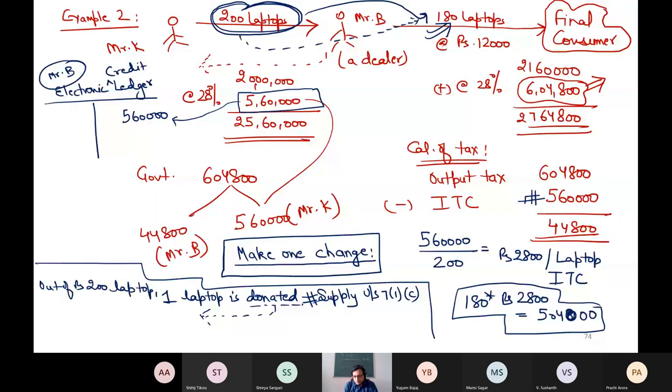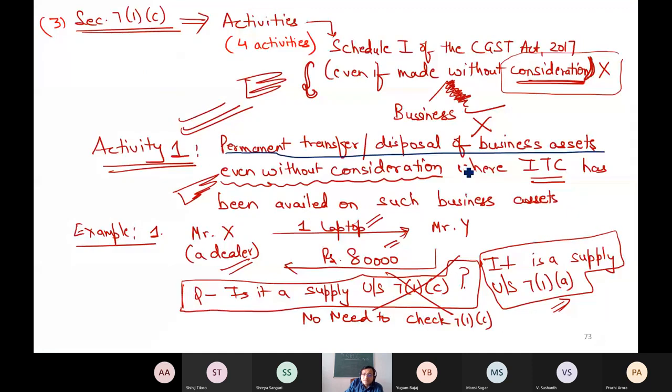Can anyone tell me? As far as my first activity is concerned, permanent disposal of business assets. Yeah, I am permanently disposing. I am permanently transferring this laptop. When I have given something as donation, that means it is permanently transferring. Even without consideration, yes, because it is donated. But the point is where ITC has been availed.